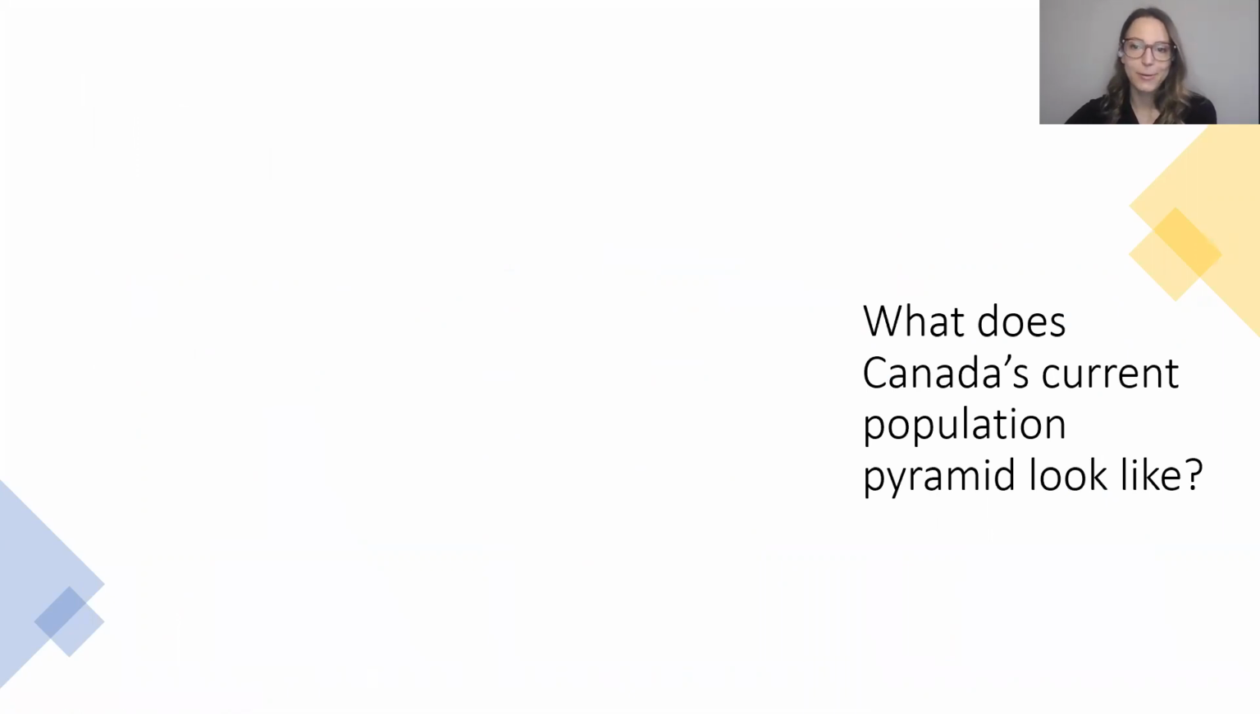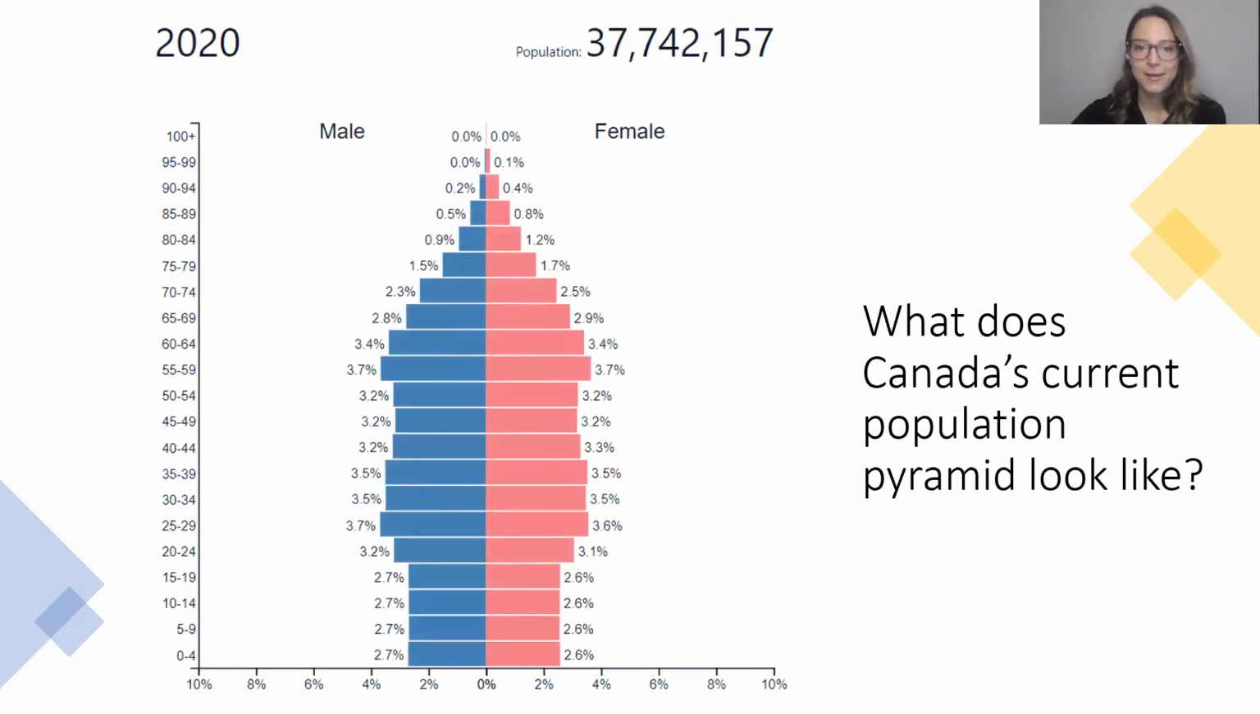Now, what does Canada's current population pyramid look like? That's ours. So what type of pyramid is this? Remind us again. Constrictive, yep. Yeah, so it is constrictive. We see some interesting bumps in our population pyramid here. So especially among the baby boomers, but also individuals in the late millennial age group.